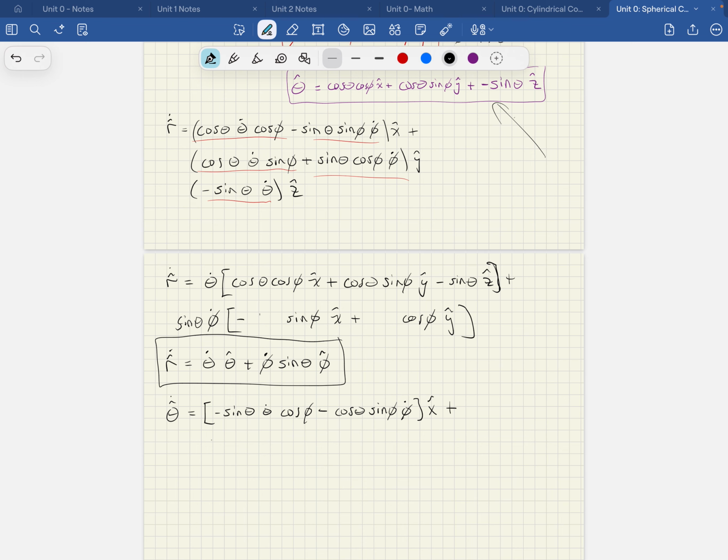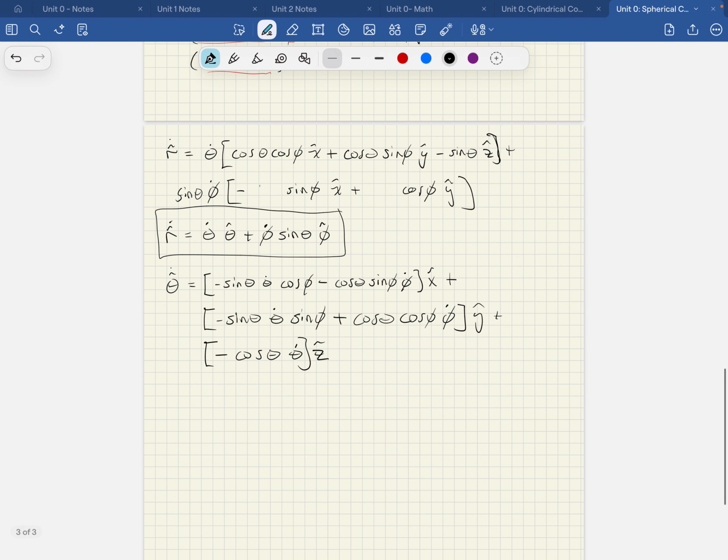So plus negative sine theta, theta dot, sine phi, plus cosine theta, cosine phi, phi dot, and all of that is in the y hat direction, plus in the z hat direction, we get minus cosine theta, theta dot z hat.